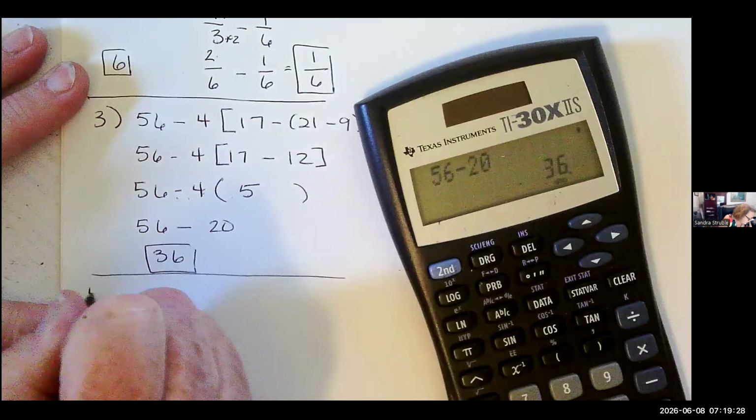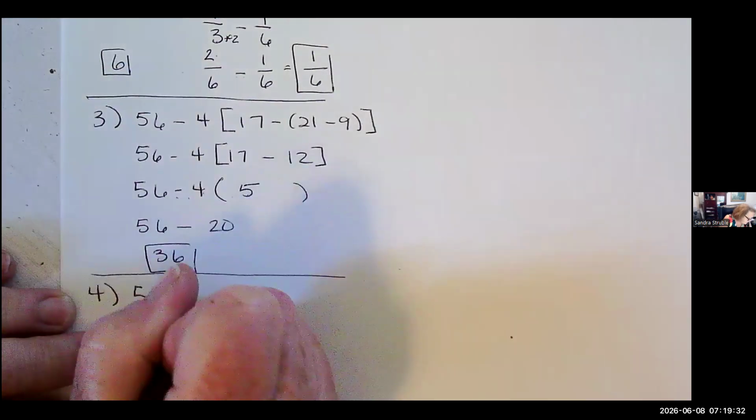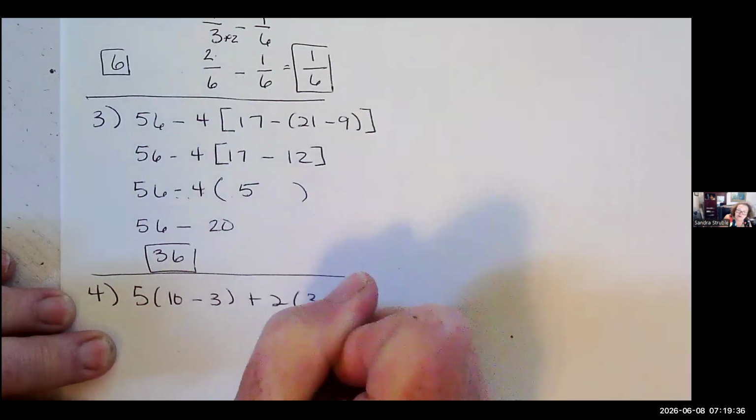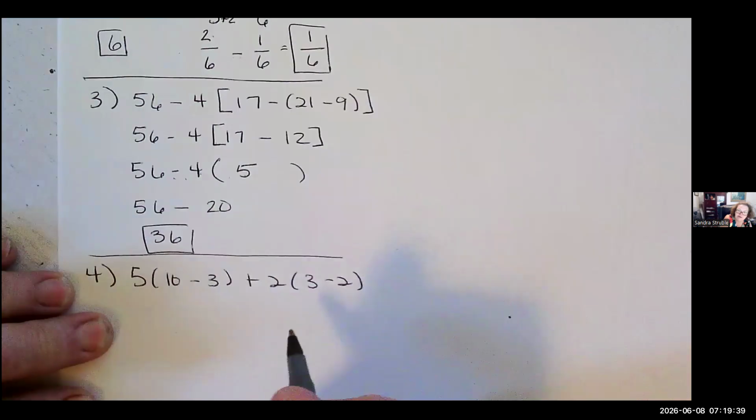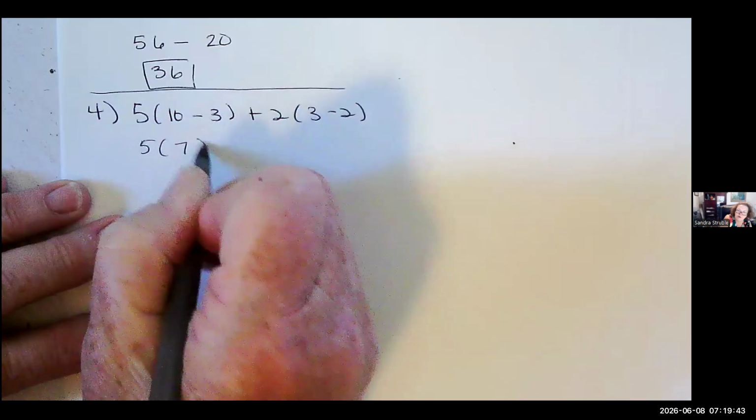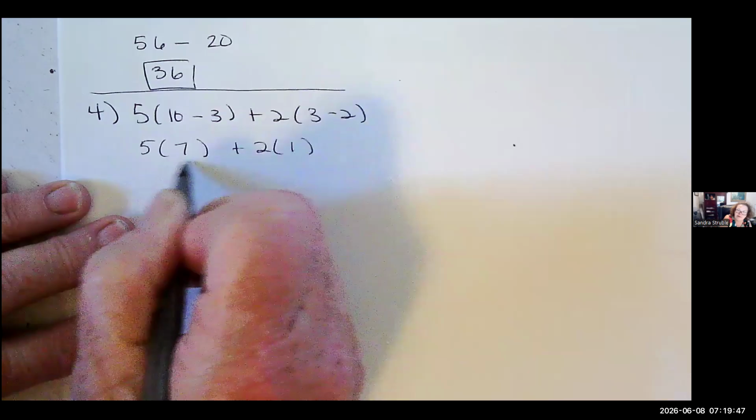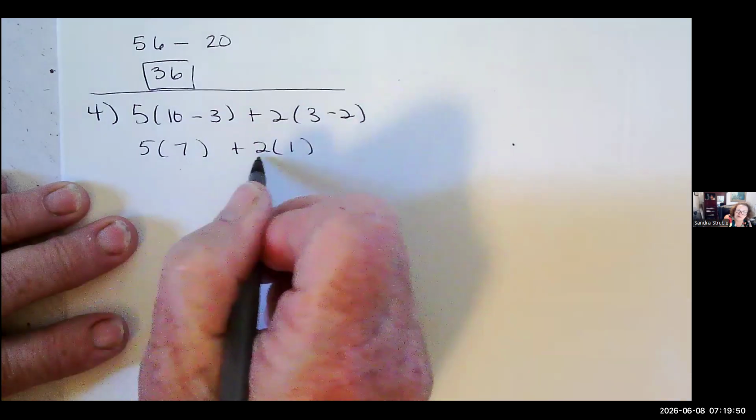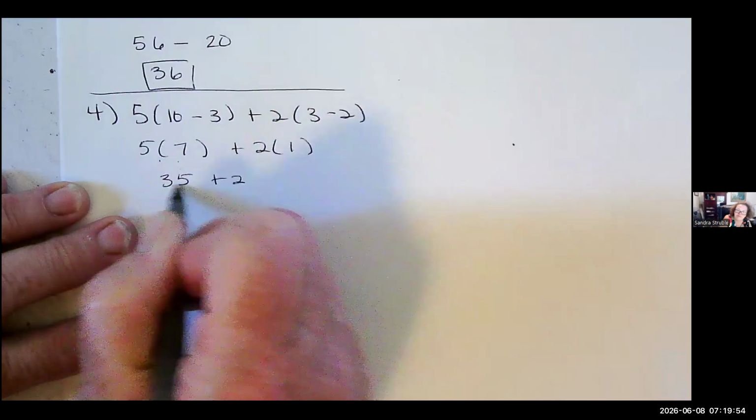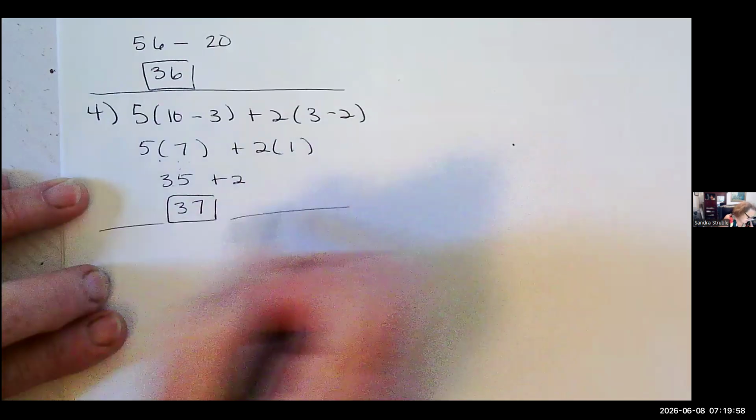All right, number 4. 5, 10 minus 3. Again, do what's in the parentheses first. 10 minus 3 is 7. 3 minus 2 is 1. Now you have to multiply before you can add. 5 times 7 is 35. 2 times 1 is 2. And now you can add, or 5.